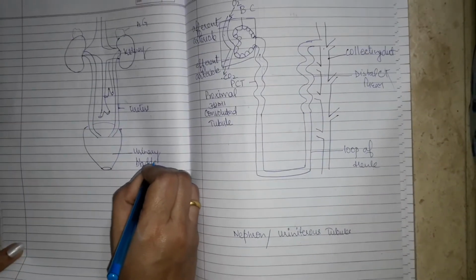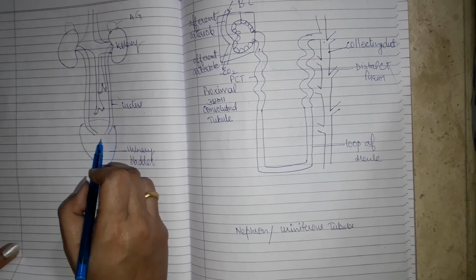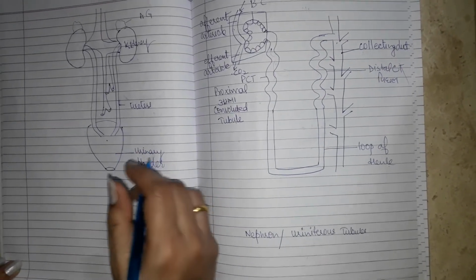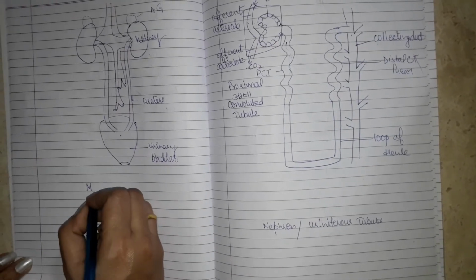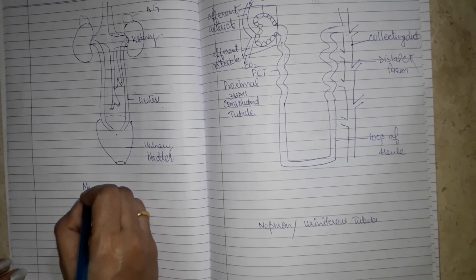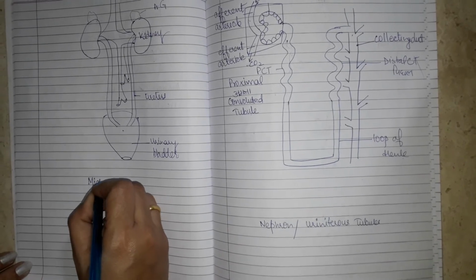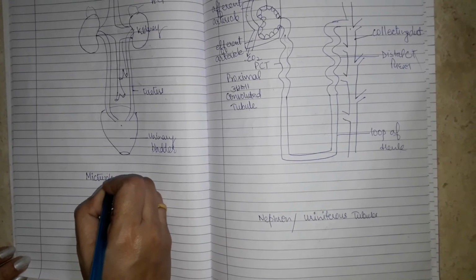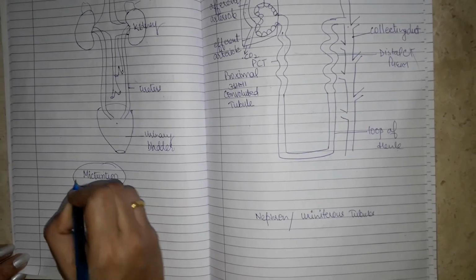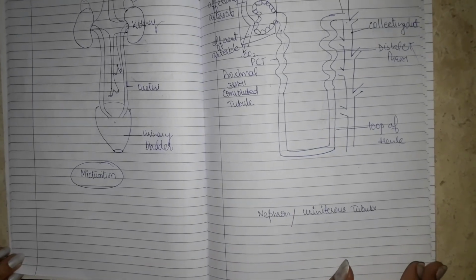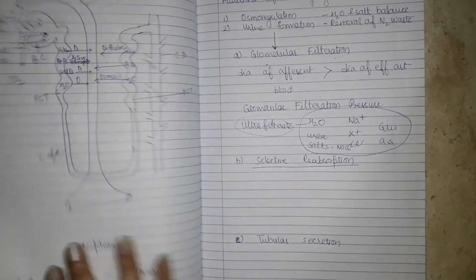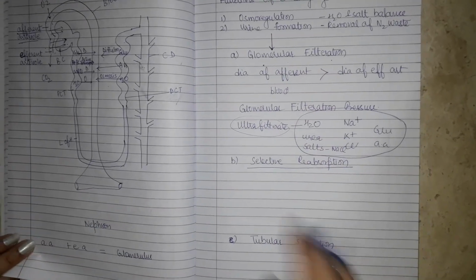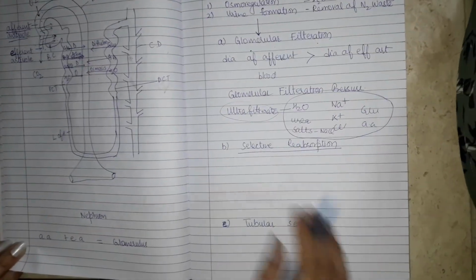And when the urinary bladder becomes more than half filled, the sensation of urine is felt, and the process of passing the urine outside the body is called micturition. The process of passing the urine outside the body is called micturition. That is the function of the excretory system, that is osmoregulation and urine formation.